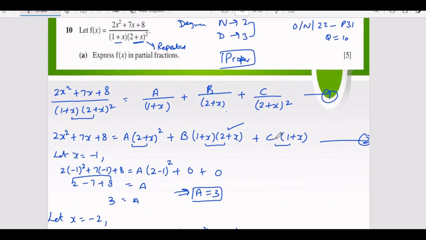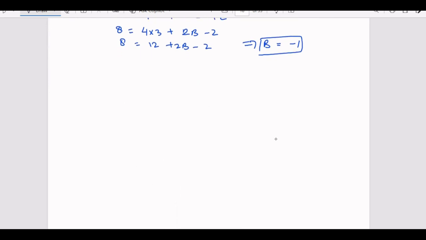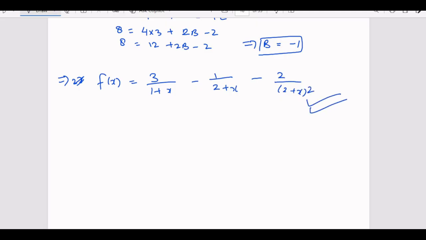So substitute all these values in equation 1 here to get the final partial fraction. So we have here 2x, the function, you can directly also write down that f(x) is equal to 3 over 1 plus x, minus 1 over 2 plus x, and minus 2 over (2 plus x) squared. So this is the final answer of part A.